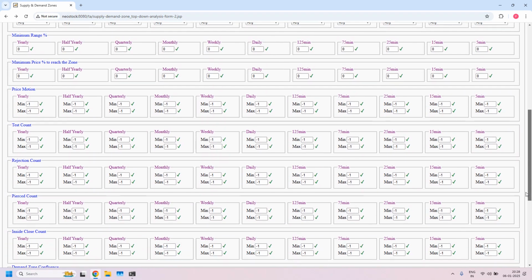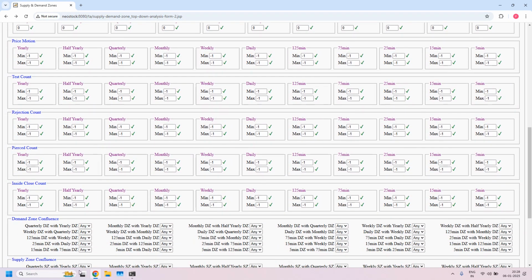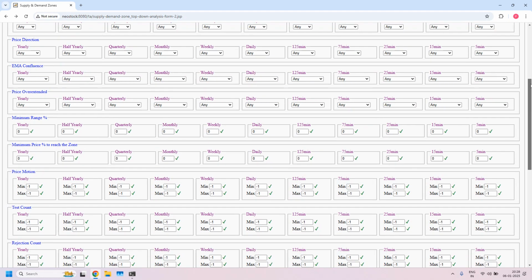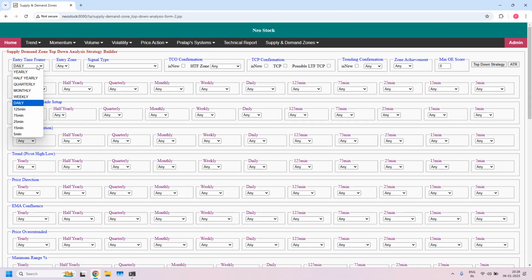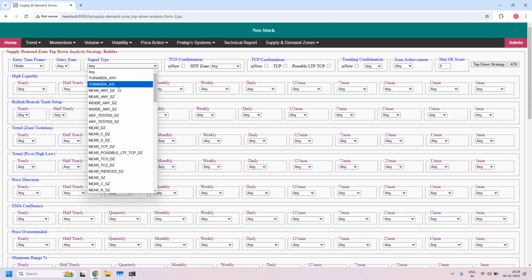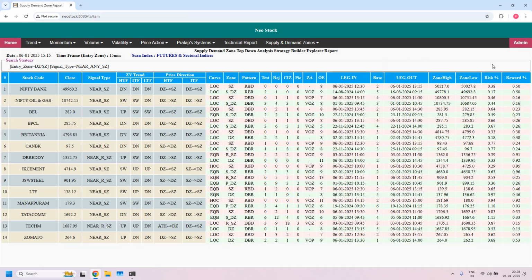Let's verify any of these 2 stocks are having ITF demand zone confluence. That is 15 minutes and 75 minutes demand zone confluence. Both the stocks are having 75 minutes zone confluence. That means these 15 minutes demand zones are part of the 75 minutes zone. Okay, next 15 minutes time frame. Stocks near 15 minutes supply zone.